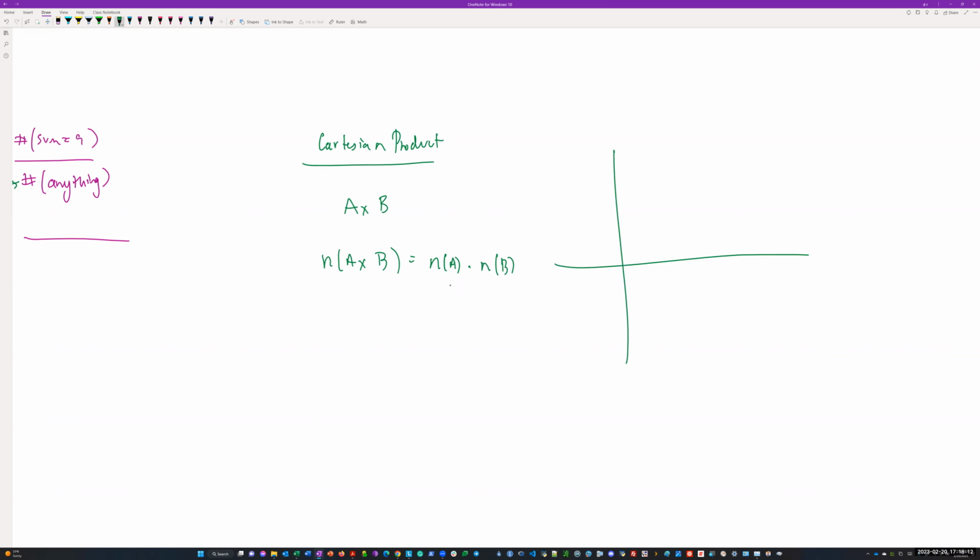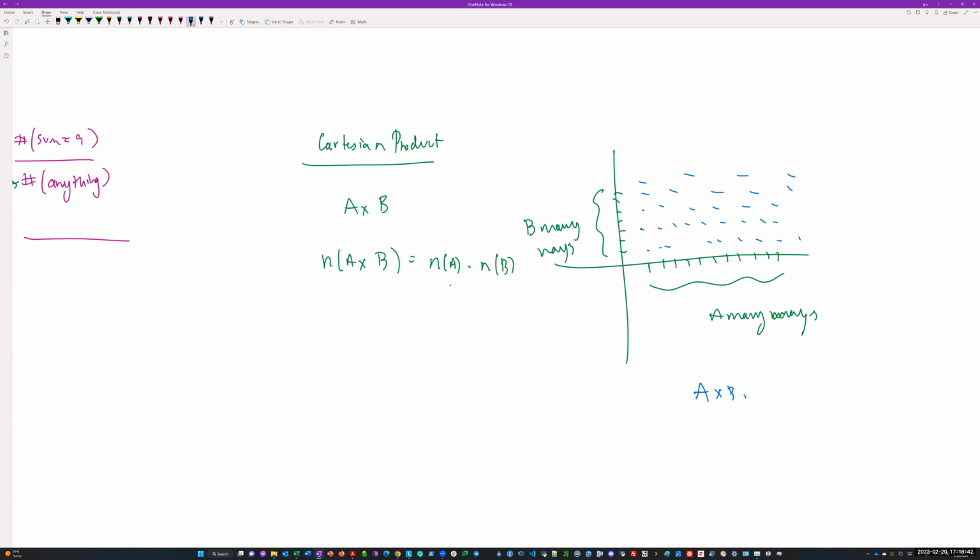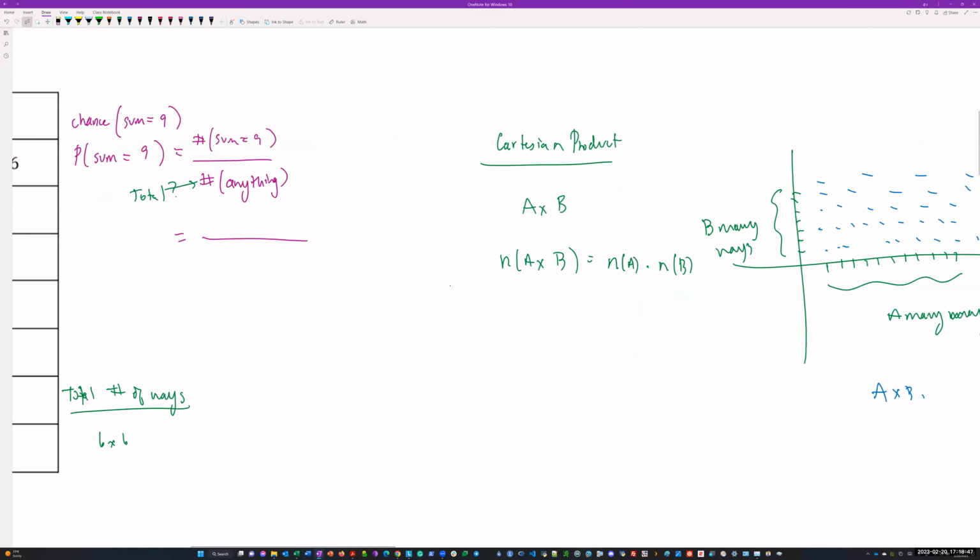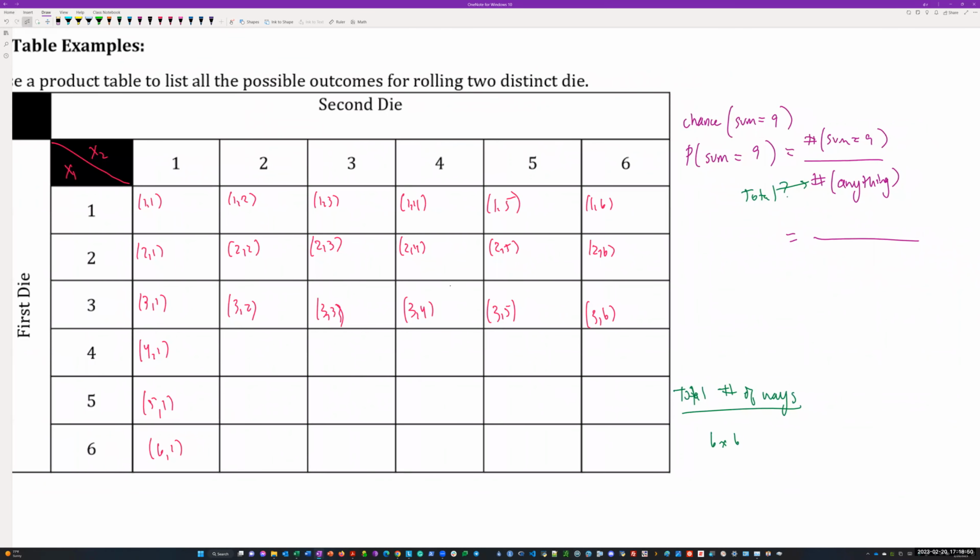Because if there were A many ways here, and B many ways there, there should be A times B many ways here. Is that correct? Does that make sense? So here there are 6 choices for the first thing, 6 choices for the second thing. Therefore, we should have 36 total ways. Is that right?